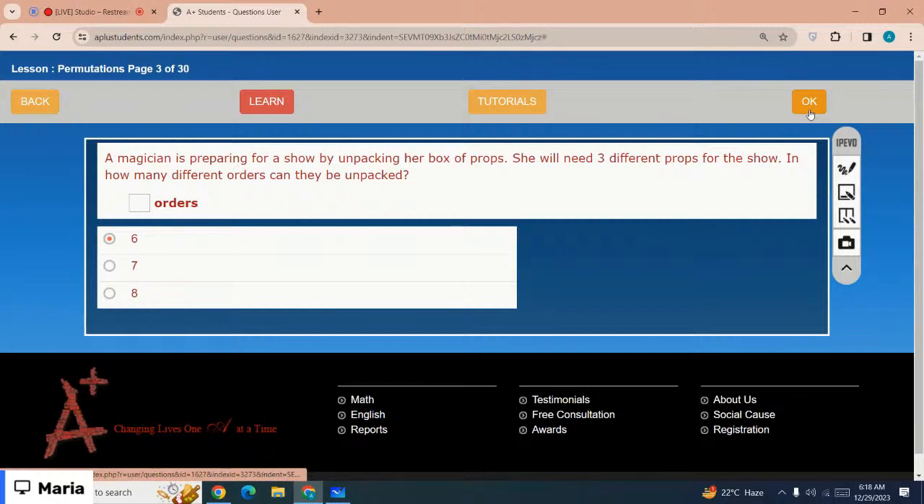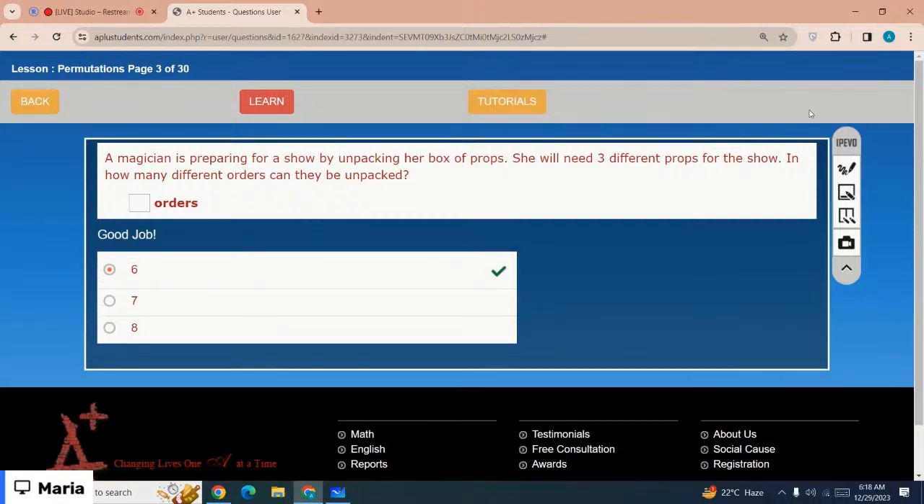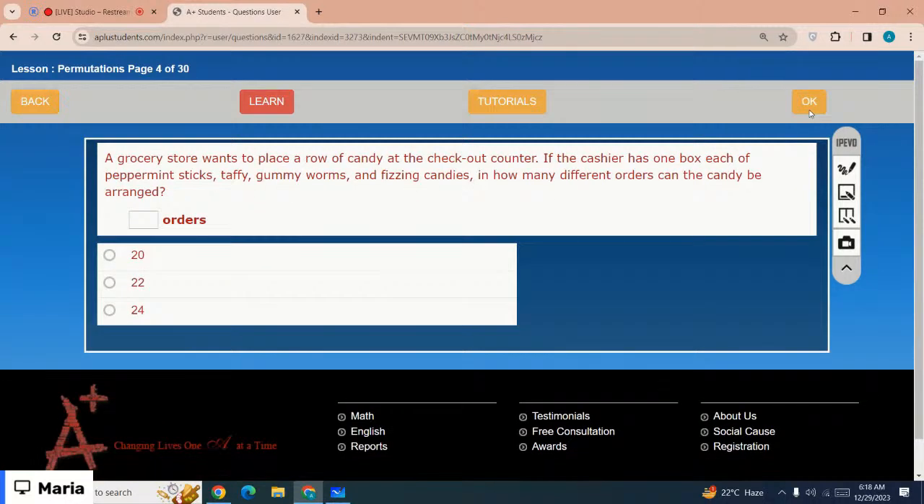Okay, the next one is: a grocery store wants to place a row of candy at the checkout counter. If the cashier has one box each of peppermint sticks, taffy, gummy worms, and fizzing candies, in how many different orders can the candy be arranged? So which is the correct option?